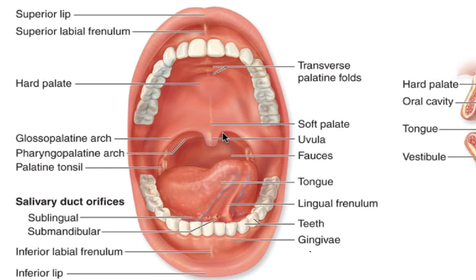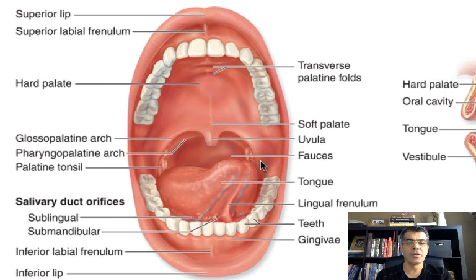You remember there are two arches next to uvula. The first arch is called glossopalatine arch. The second one is called pharyngeopalatine arch. Between these two, we have a palatine tonsil. Also, I want you to know that the tongue is attached to the floor of the mouth by an extension. It's called lingual frenulum.